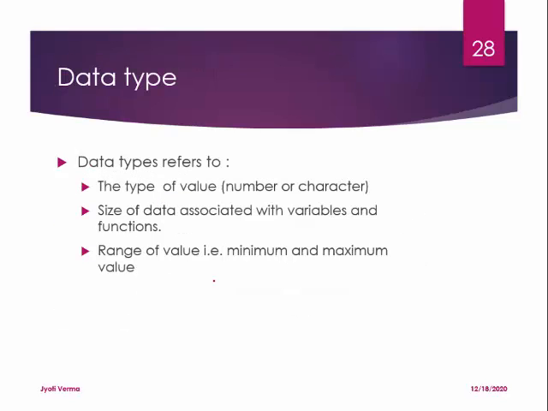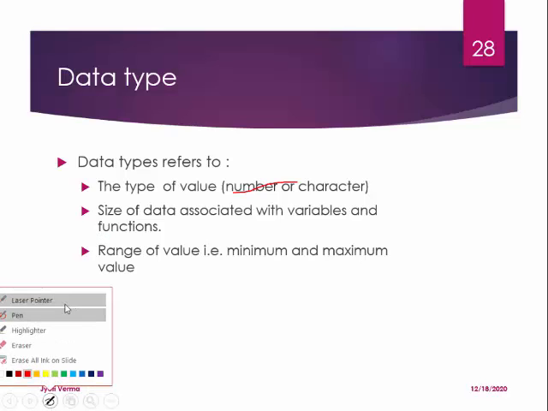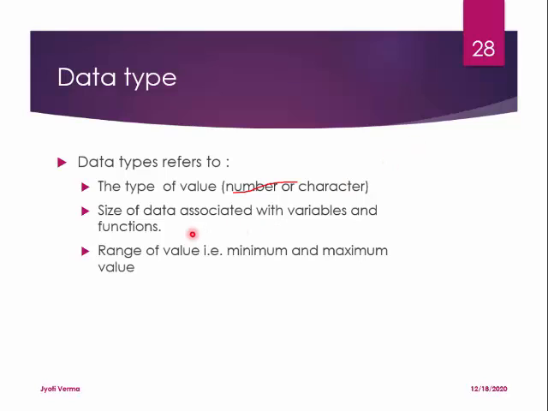Now, what is data type? Data type refers to the type of the value, whether it is a number or a character. Next is the size of the variable. Size of the variable means how much space it is going to occupy in the memory, and what will be the minimum and the maximum value that a variable can hold. All these things are specified by the data type of the variable.